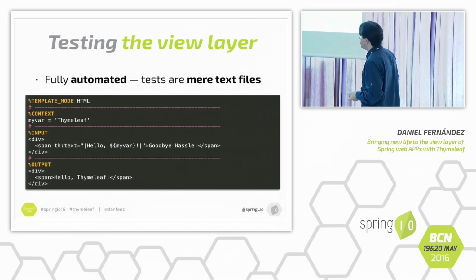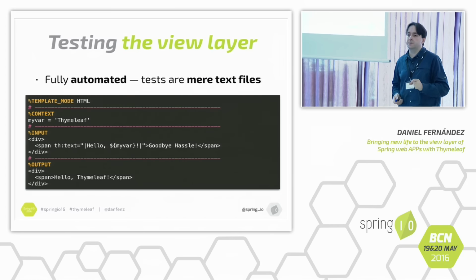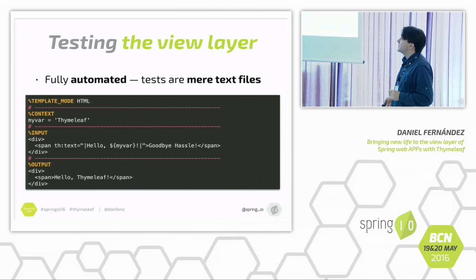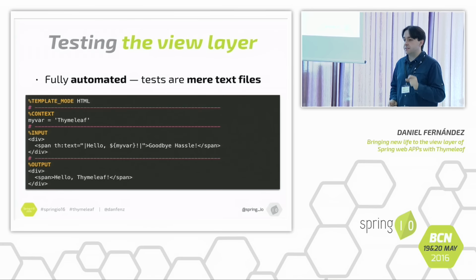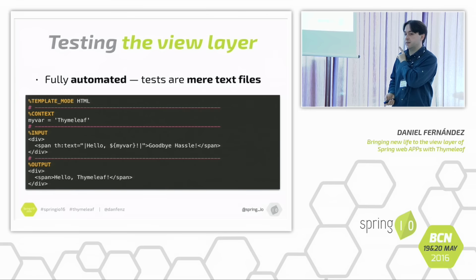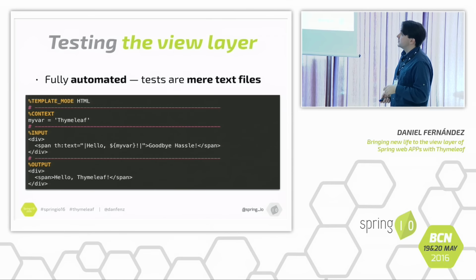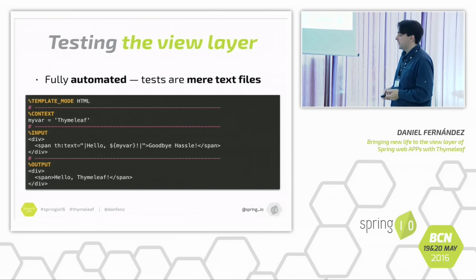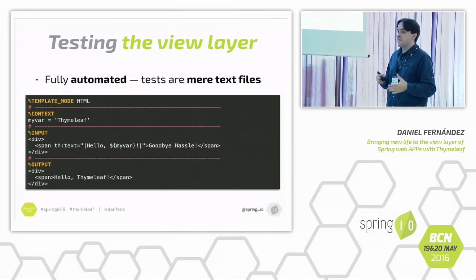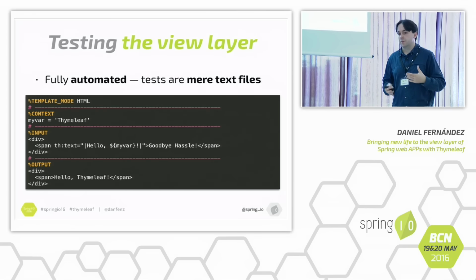Testing. Thymeleaf has its own testing library, which is very originally called Thymeleaf testing. The Thymeleaf testing library allows you to create tests for your view layer. Tests that look like mere text files, they look like that. In that file, you see how we are selecting the template mode, which is HTML. We are specifying a context. These are variables that we want to be available in our template.